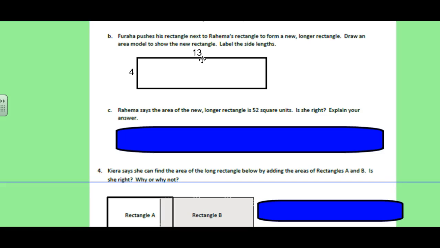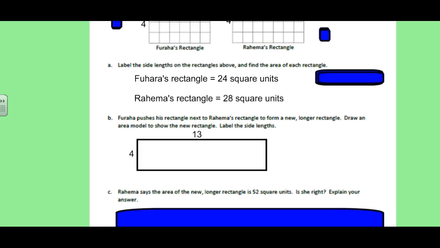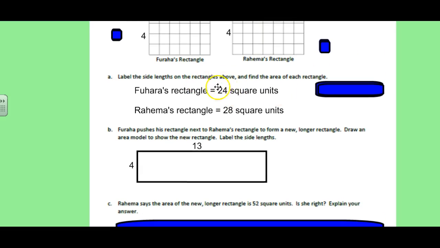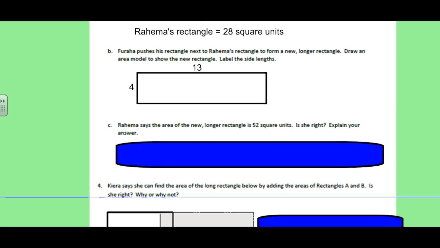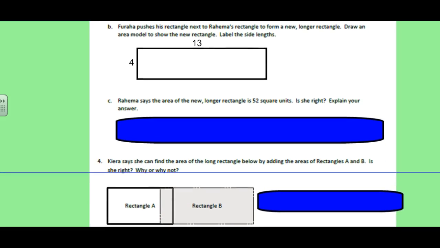So now you're going to have to do what we normally do whenever we find the area of a rectangle. You could do 4 times 13 and try to figure that out, or you could go back up here to the top, and you know that Furara's rectangle was 24 square units, and you know that Rahima's rectangle was 28 square units, and you could just add those together to see what the total area is. So I want you to go ahead and work on part C. Make sure you're answering in a complete sentence, and make sure you're explaining how you got your answer. Whenever you're ready to check your answer, you can push play.